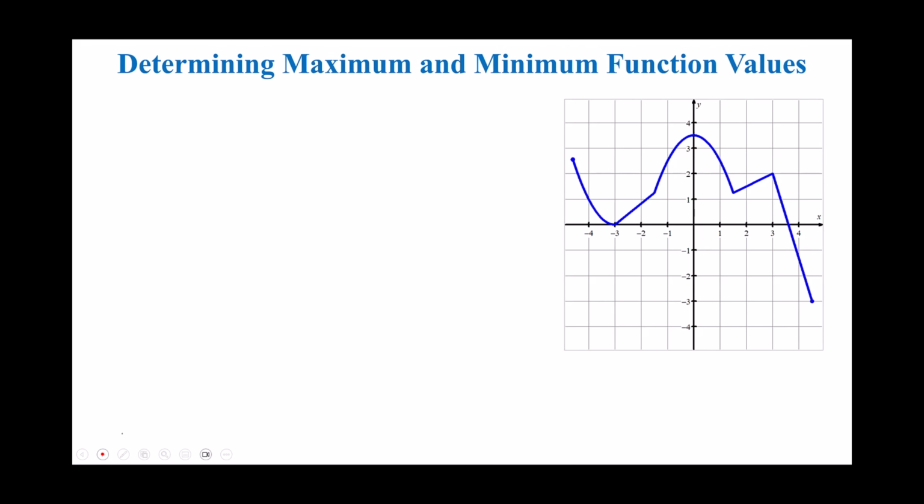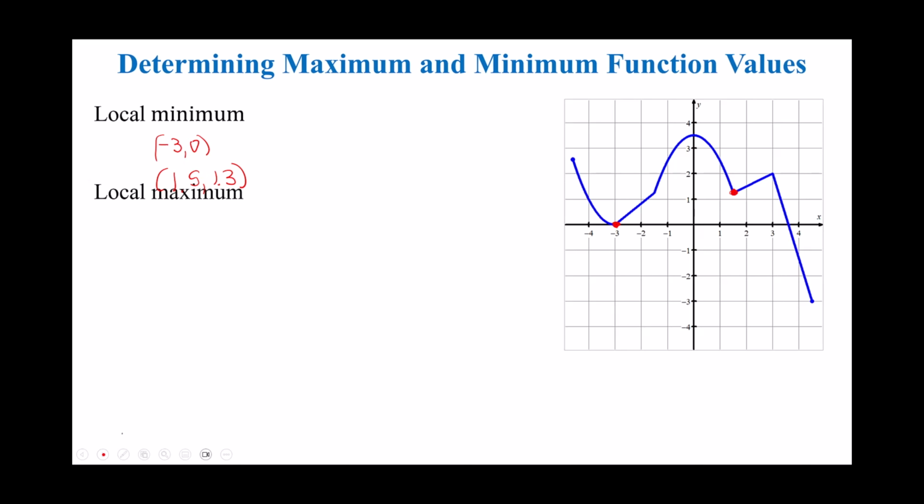Determining maximum and minimum function values. For this graph, we have a couple different local minimums. We have a local minimum right here. So we have a local minimum at x equals negative 3, and that local minimum is 0. The local minimum is the y value. We also have a local minimum on the graph right here, and that x value is approximately 1.5, and the y value maybe 1.3. So that local minimum value is 1.3.